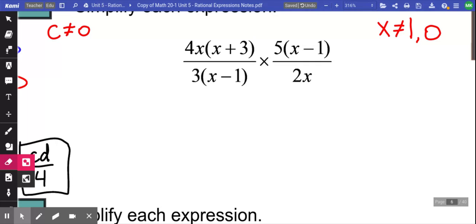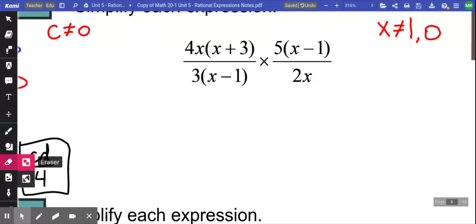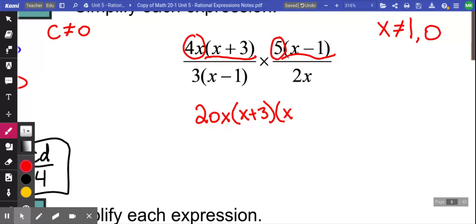To write this thing as a singular fraction, I'm going to multiply across the top. But when I multiply across the top, I don't want you actually expanding everything. That's going to be a crazy amount of work. All I want you to do is multiply the monomials together. So my monomials would be 4x and 5. So multiply your monomials together to become 20x. And then just go ahead and write the binomials out like you normally would. X plus 3, x minus 1. There's no need to actually multiply those things together, and you'll see why in a minute.